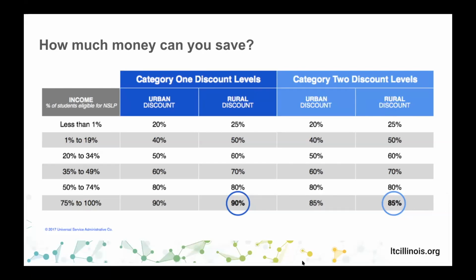Please note in category 2, it looks really similar all the way down to that last category of our poorest school districts. The 90% discount in category 1 is capped at 85% for category 2. So as you're getting your discount levels, please note if you are in some of our poorest school districts in that last category and you have 75% or more free and reduced lunch rate, you'll get 90% back on both urban and rural in category 1 and only 85% in category 2. So there is a slight change from category 1 to 2.